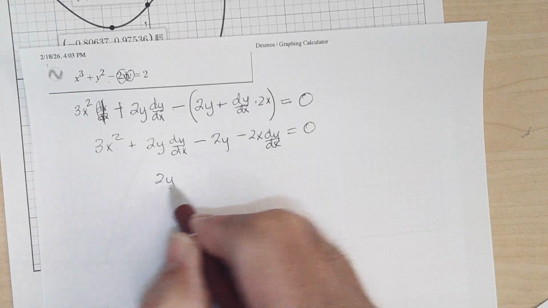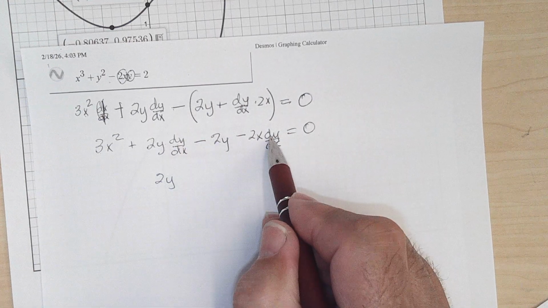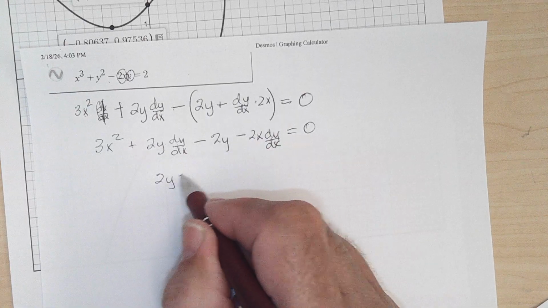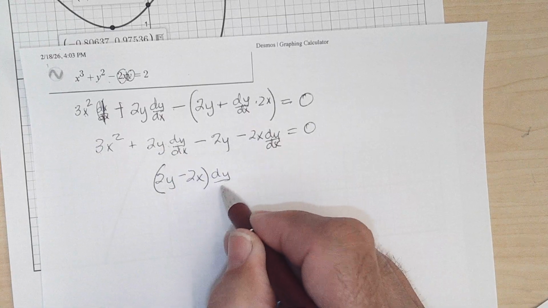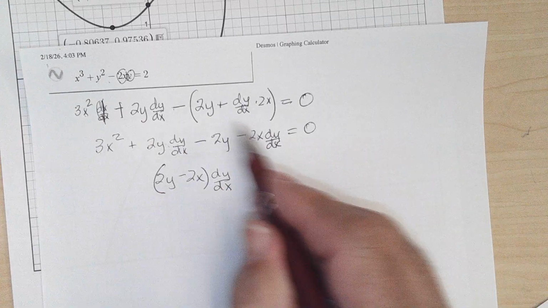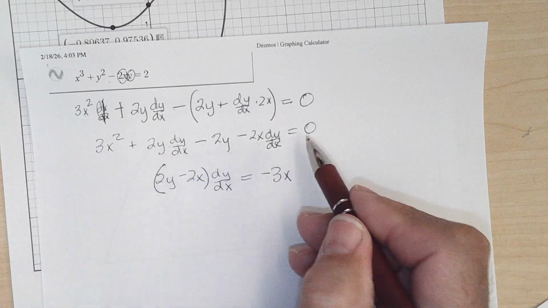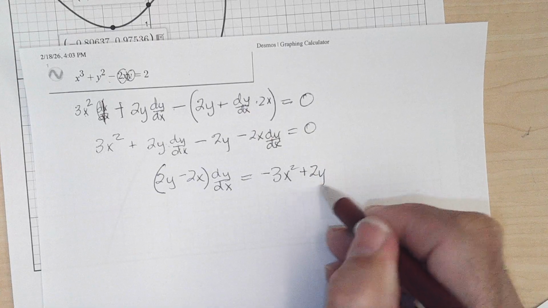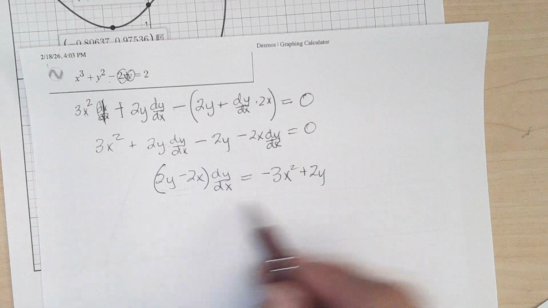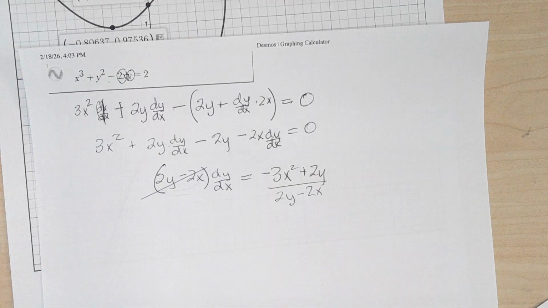So I'm going to get 2y, and then I'm going to factor the dy dx out of these two. So I'm going to have 2y minus 2x. Those two are both times dy dx, and I'm going to take the 3x squared to the other side, minus 3x squared, and I'm going to take the minus 2y to the other side by going plus 2y, and then I'm going to divide by that, and here's what will predict the slope of a tangent line.